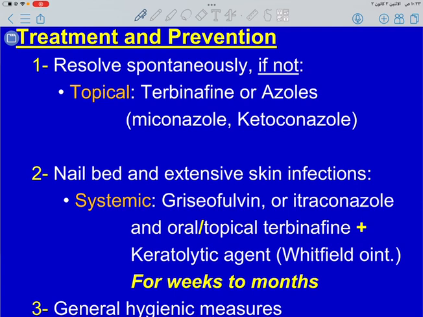Okay? The treatment may extend weeks to months لأنه بصعوبة these drugs can enter into the skin and appendages. Of course, general hygienic measures. الشخص لازم يتعلم على النظافة والوصية بهذا الشيء.